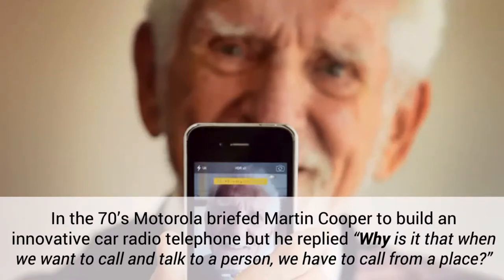And by asking that question, and the question was, why is it when we want to call and talk to a person, we have to call from one place? He then went on to develop the mobile phone.